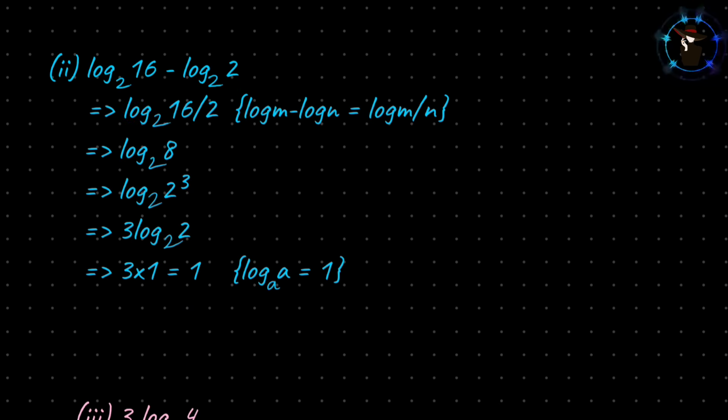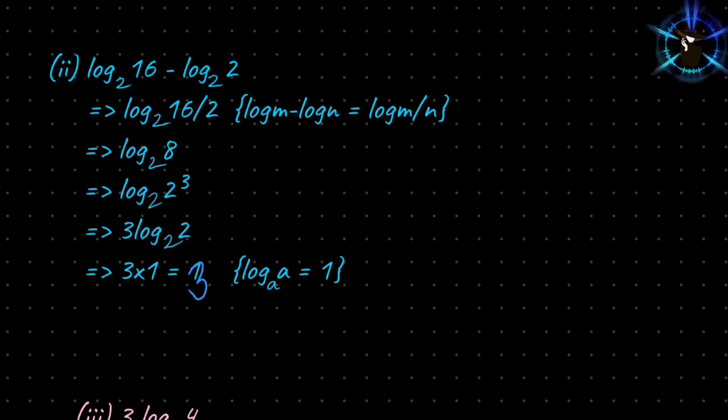Again, log 16 with the base 2 minus log 2 with the base 2. Now, as it is in the subtraction form, we need to convert it into division. Just as in the previous one, when it was addition, we did the multiplication. Now we have subtraction and we are doing it in the division form. So we have the same base, 16 by 2, 2 eights are 16, log 8 with the base 2. 8 can be written as 2 power 3. Let's bring this 3 again here with the logarithm rule. 3 log 2 with the base 2. Again, this whole thing turns into 1. 3 into 1 is 3. The answer is 3 here.